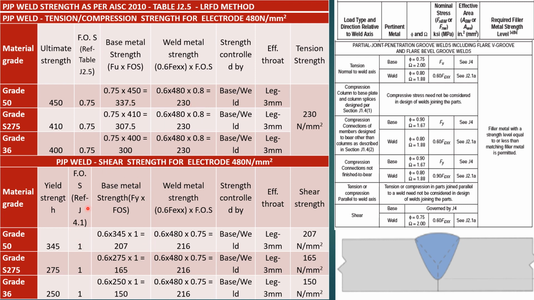Coming to shear also, the factor of safety is 1 based on the J4 section. And for the weld metal, the factor of safety is 0.75. So that same factor of safety is used. And the final value is 207 Newton per mm square for grade 50. And here also the governing is base metal for the shear strength of partial joint penetration weld. This is the image for the partial joint penetration weld. This effective throat is nothing but the total weld depth minus some length. Normally we keep this length as 3 mm, but it will vary, it's not constant. So that's why we didn't explain these values here.